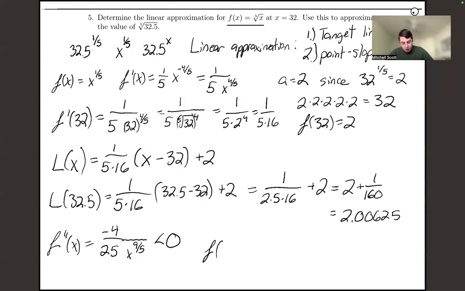And I wrote it down in my notes. If you plug in 32.5 to the original function, we see that this equals 2.006211, and some other digits. But this is good enough to see that we're close. We're accurate to the 10,000th spot, but we are actually overestimating the function.